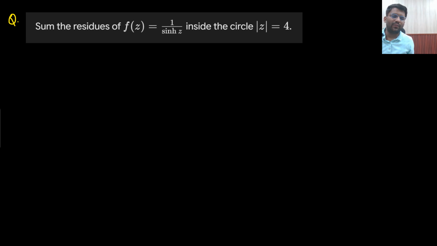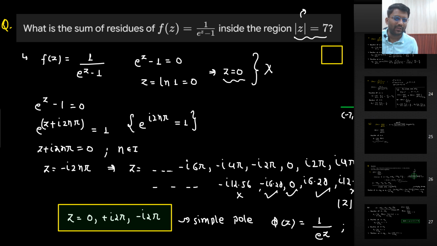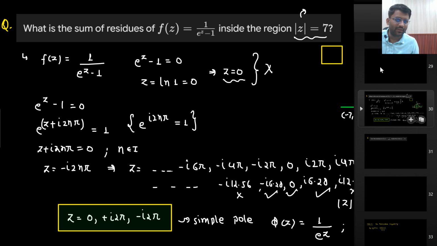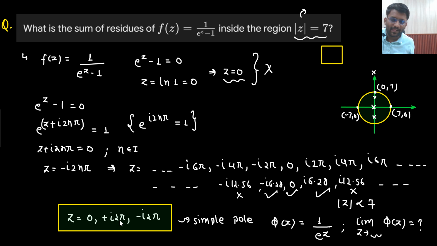So can I find out the value of R1, R2 and R3? Absolutely. How will I find out the value of R1, R2, R3? This is how I will find it. R1 will be limit z tending to 0 of phi of z. What is phi of z? 1 by e to the power z. If you put z tending to 0 here, e to the power 0 is 1. Answer is 1. What is R2?